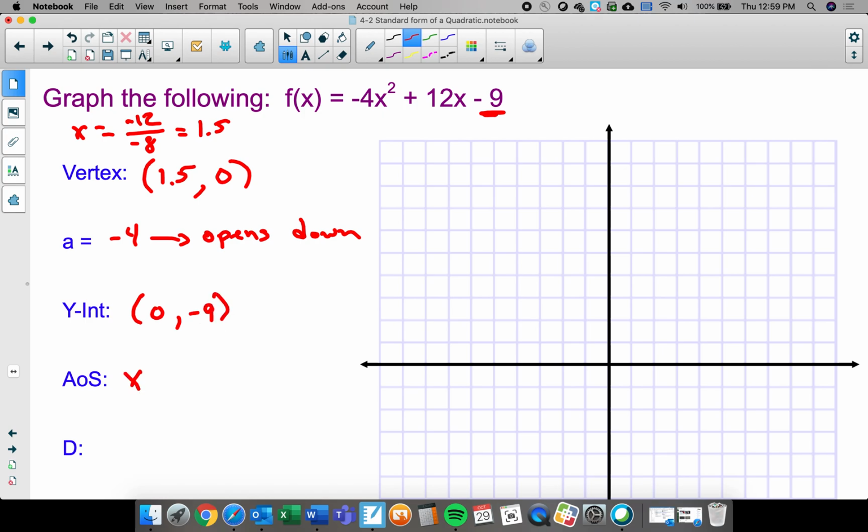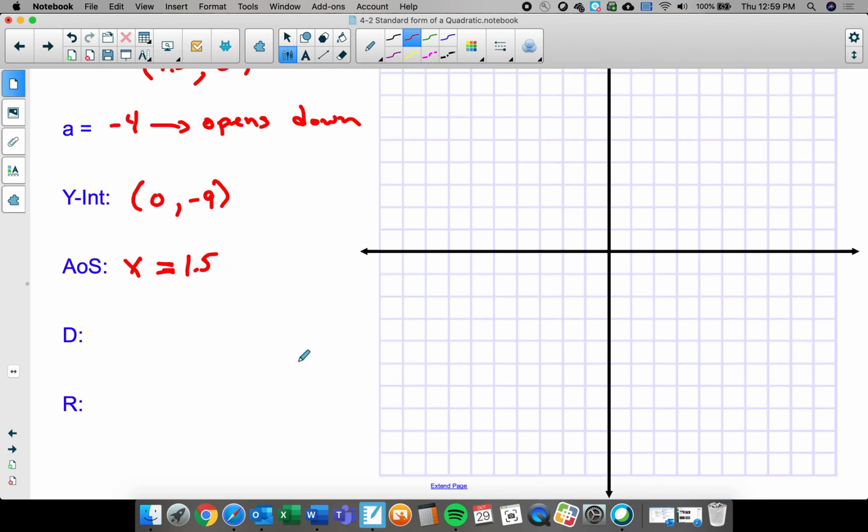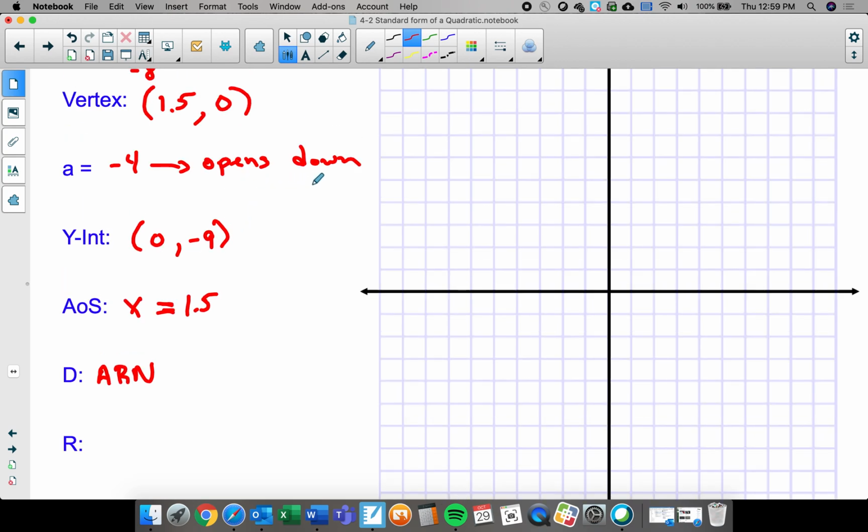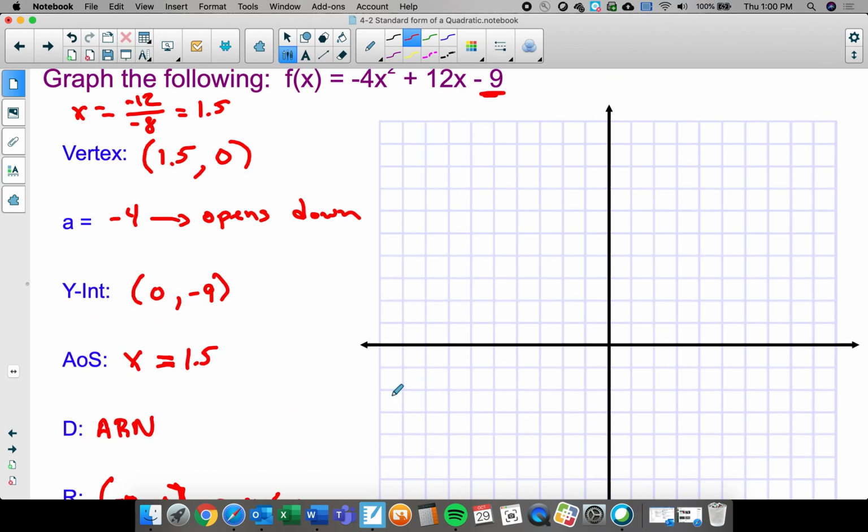Axis of symmetry, once again, is x equals 1.5. That's where your axis of symmetry will be located. Domain, we said, is all real numbers. Okay, -infinity to infinity. And our range in this one, because it's opening down, that means it's going to go from negative infinity up to your vertex, which the y-coordinate is 0. So from negative infinity to 0, and again, that should be a bracket. We are going to include that. Or y is less than or equal to 0. There's your range.